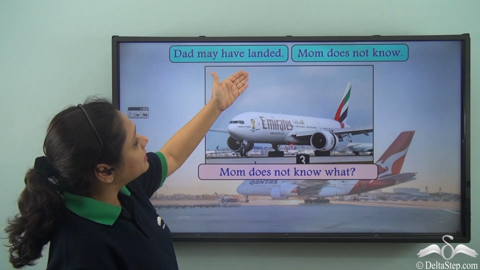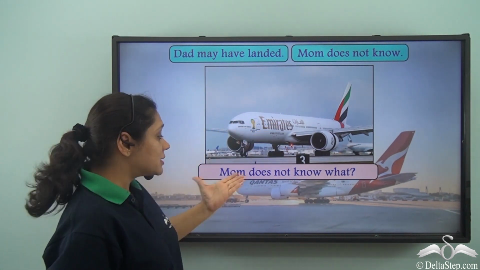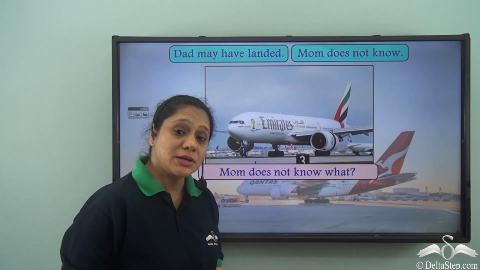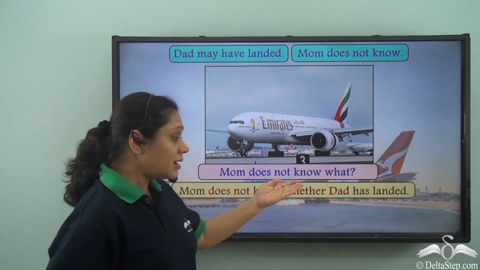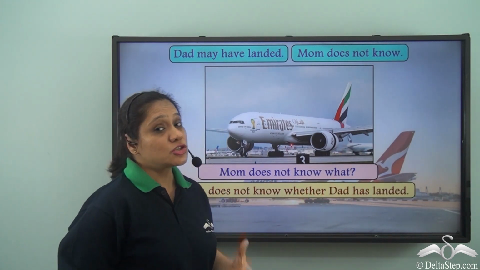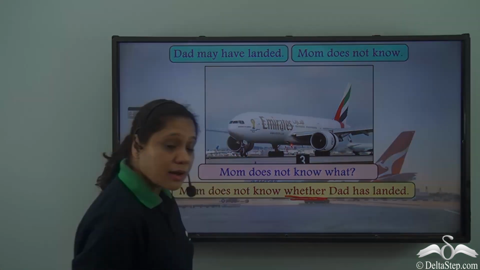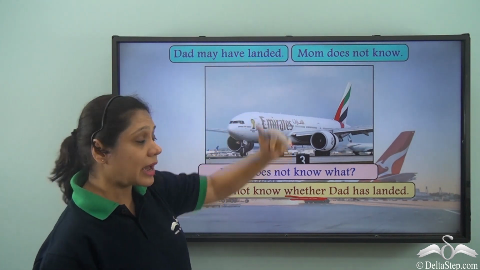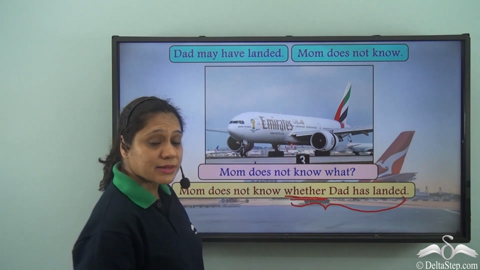Dad may have landed, Mom does not know. Now, what does Mom not know? Mom does not know whether Dad has landed. So, here we have used the conjunction whether and we have changed the first clause, Dad may have landed, to a subordinate clause, whether Dad has landed.